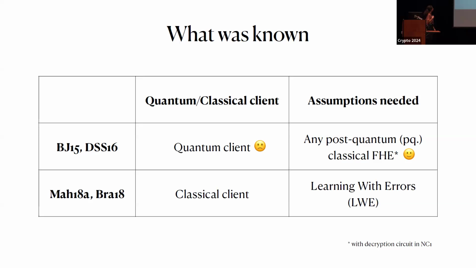Okay, but in 2018, Mahadev's breakthrough result and follow-up work by Brakerski constructed QFHE for classical clients. But now they needed much more specialized assumptions. They needed learning with errors. And if you look at their constructions, they rely very intricately on special structural properties of LWE that are going to be very hard to find elsewhere in other crypto assumptions. So the question we're interested in is: is this trade-off inherent, or can we get the best of both worlds?